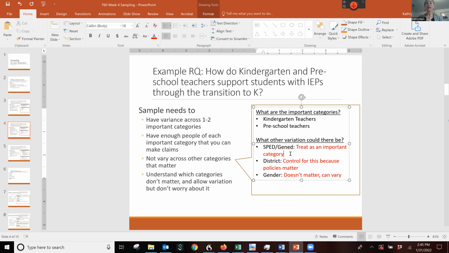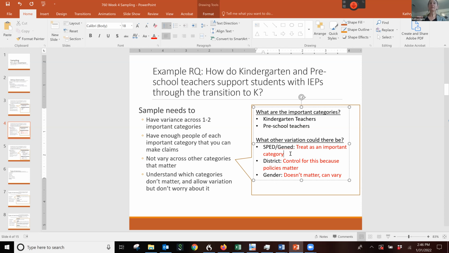In the meantime, I think district matters, but I'm not going to say, I need enough special ed, general ed, kindergarten, preschool, and enough in this district and enough in that district. So I might actually hold the district constant and say, I just want one district, so I'm not varying in this important category. But other categories like gender, I might say, you know what? I don't think that matters that much for this research, and I'm just going to ignore that as a selection factor.